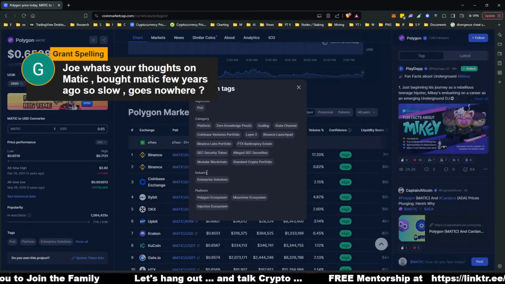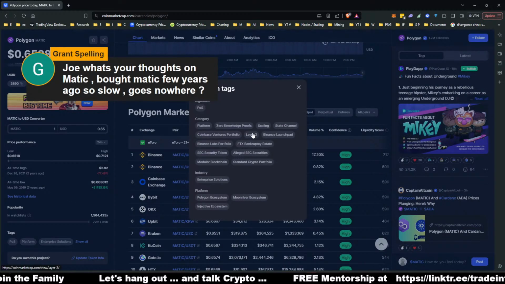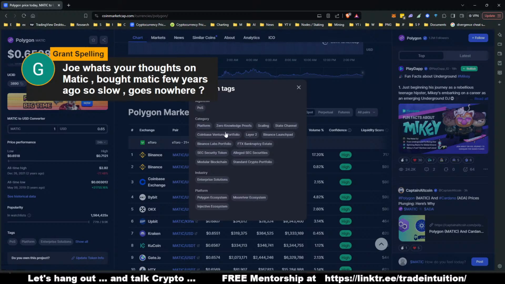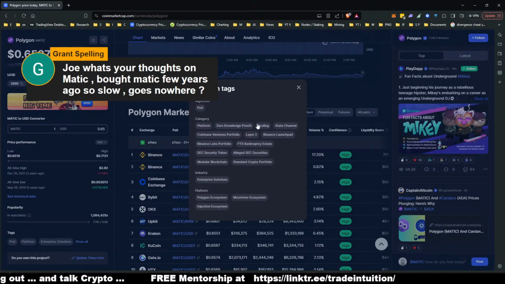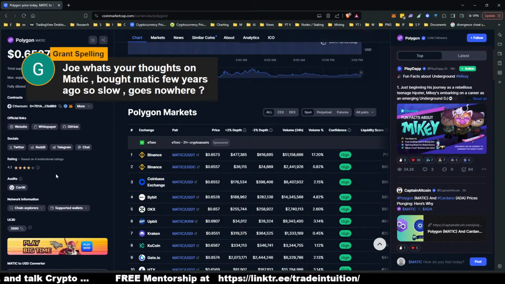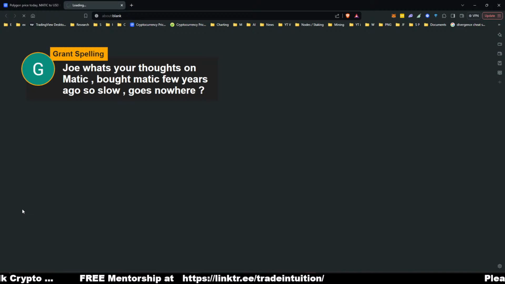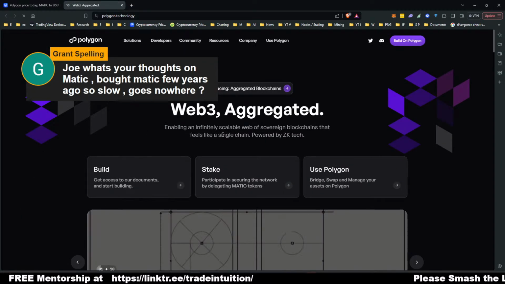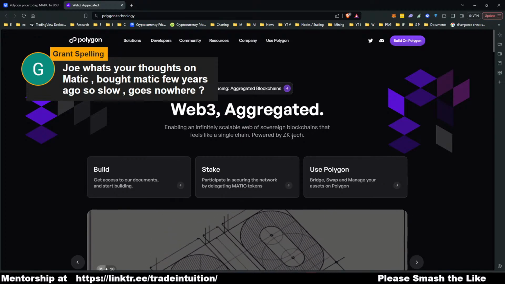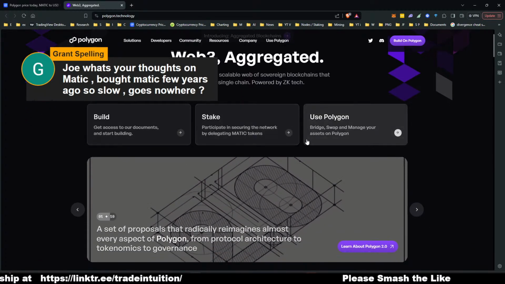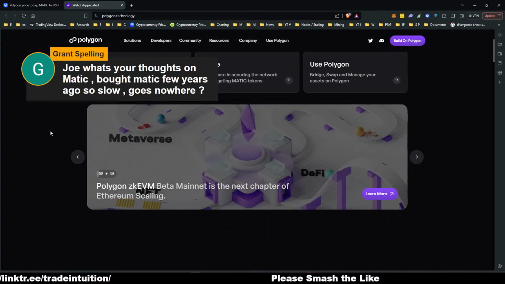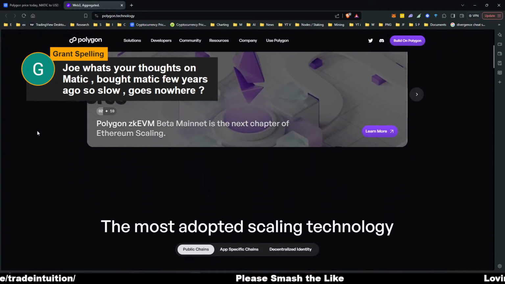The tags we have, oh, layer 2. I'm sorry, I think I said layer 1. It's layer 2. Let's go over here, website. Let's see, powered by ZK tech. Stake, use Polygon, bridge, mainnet.